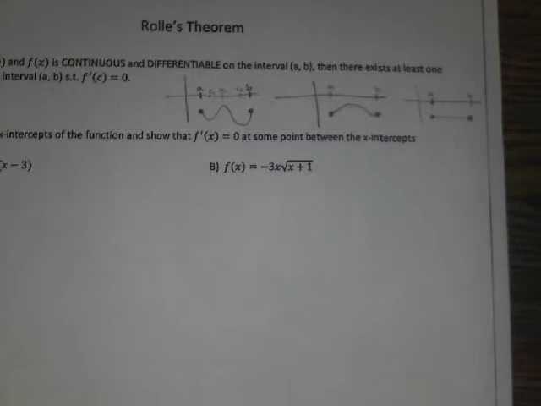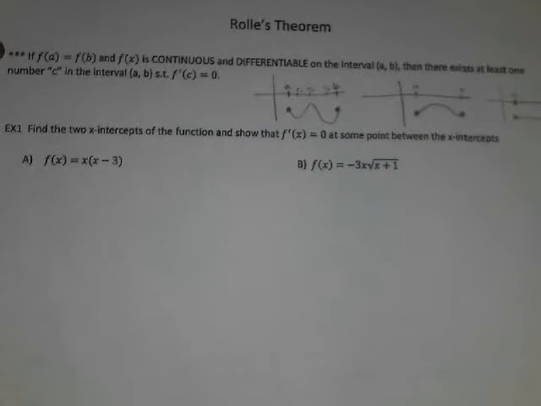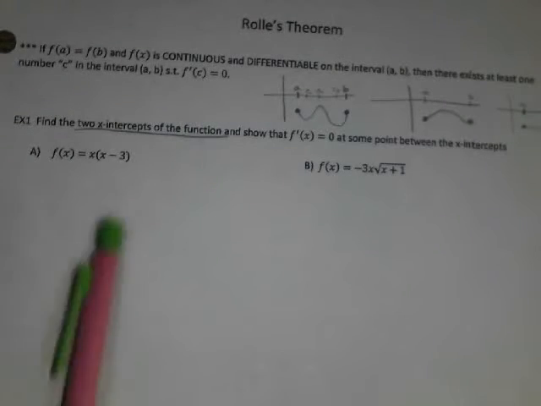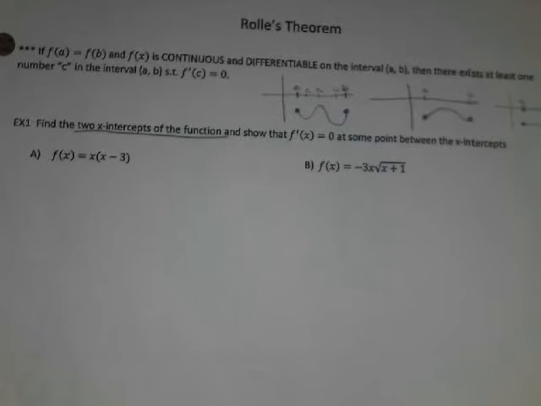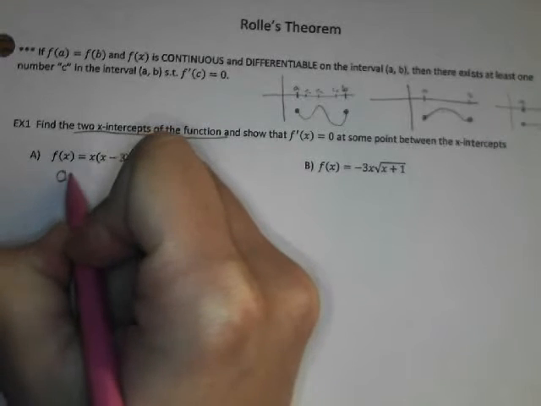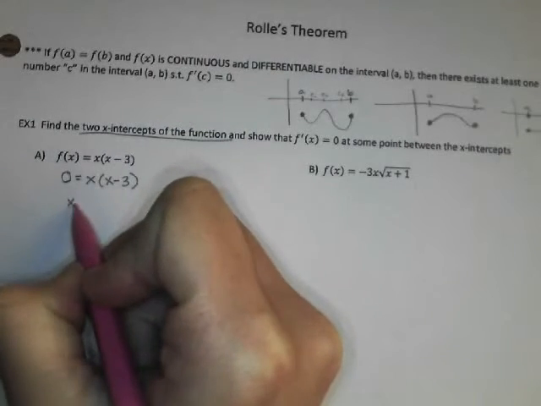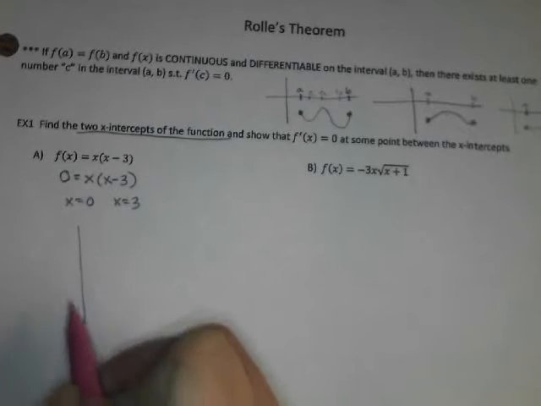Okay. So the first example here asks us to find the 2 x-intercepts of the function. Okay, we're going to start with that. So here's a function. What are the 2 x-intercepts of this function? X-intercepts are when y equals 0, 0 and 3. So x equals 0, x equals 3. So I'm just going to sketch this, obviously.